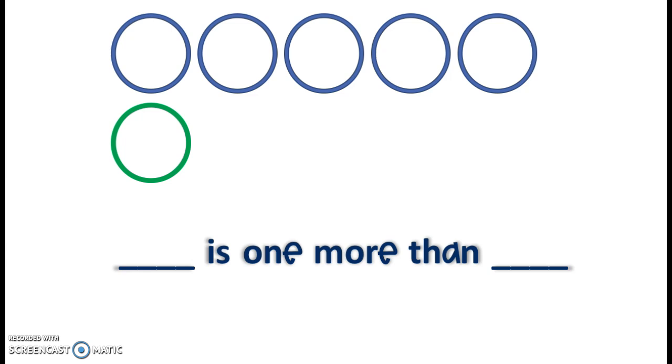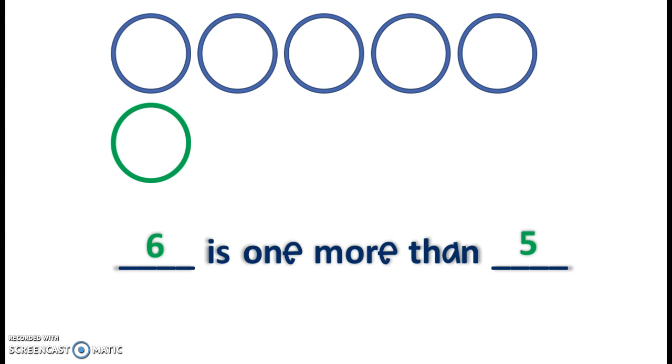But now I'm going to kind of mix it up with how I'm going to describe it. So before I said 1 more plus whatever I had equals the new amount. But now I'm going to do it backwards. I'm going to start with the amount that I had after I added one more. Let me show you. Now I'm going to say blank is one more than blank. So I'm going to say 6 is one more than 5.